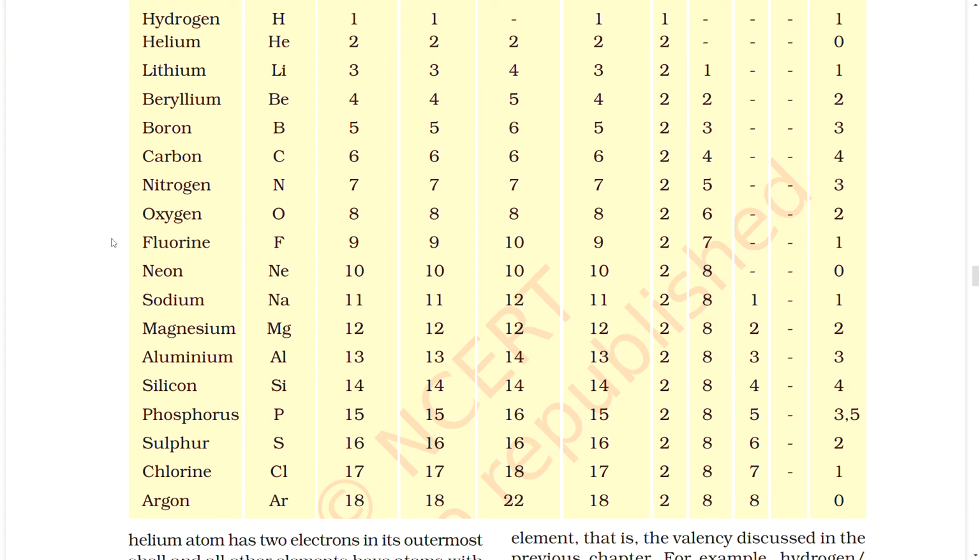Fluorine, F, 9, 10, 9, 10, 2, 7. Neon, Ne, 10, 10, 10, 10, 2, 8. Sodium, Na, 11, 11, 12, 11, 2, 8, 1. Magnesium, Mg, 12, 12, 12, 12, 2, 8, 2. Aluminium, Al, 13, 13, 14, 13, 2, 8, 3. Silicon, Si, 14, 14, 14, 14, 2, 8, 4. Phosphorus, P, 15, 15, 16, 15, 2, 8, 5. Sulfur, S, 16, 16, 16, 16, 2, 8, 6. Chlorine, Cl, 17, 17, 18, 17, 2, 8, 7. Argon, Ar, 18, 18, 22, 18, 2, 8, 8.